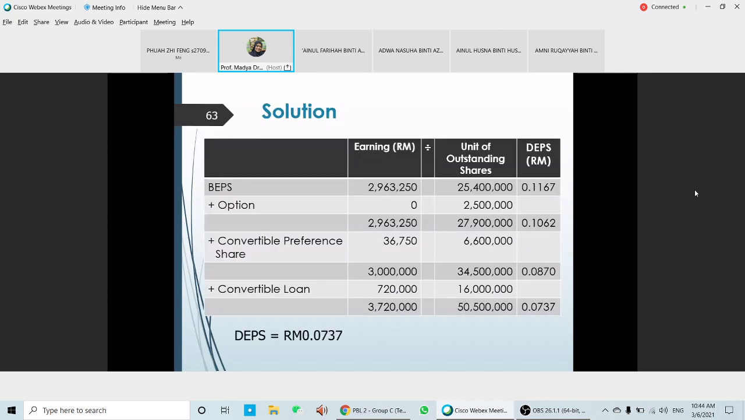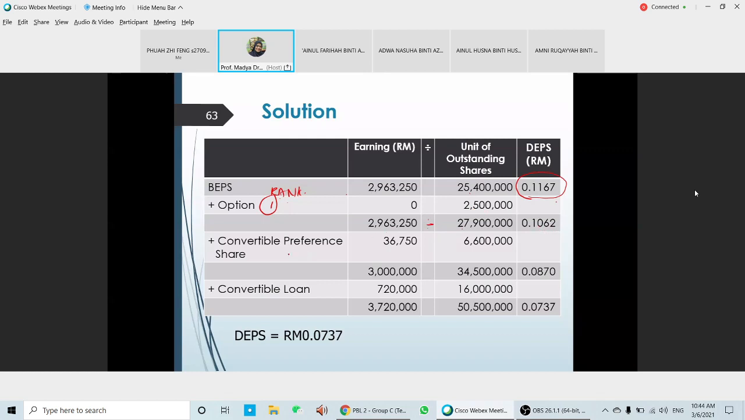This is how we're going to calculate here. We start with the basic earnings per share, which is the net income after we minus the preference share dividends, divided by the number of shares outstanding. So we have 0.1167. The first rank is the option, so we add options here. The option's increase in earnings is 0, so it will be 2963, and the increase in number of shares is 2.5, so it becomes 27. Divide with this one, and now it becomes 1.1062.